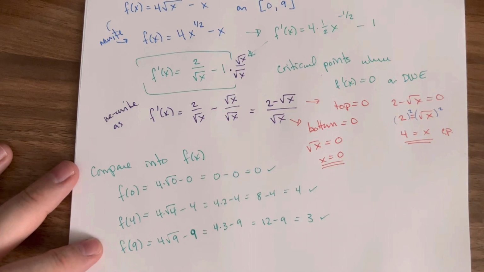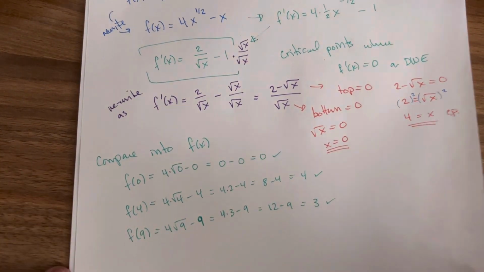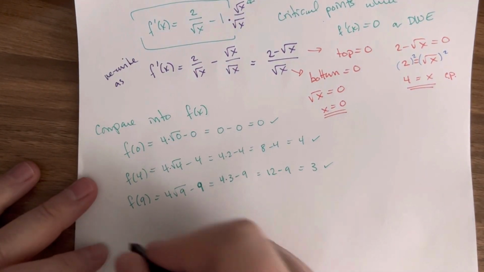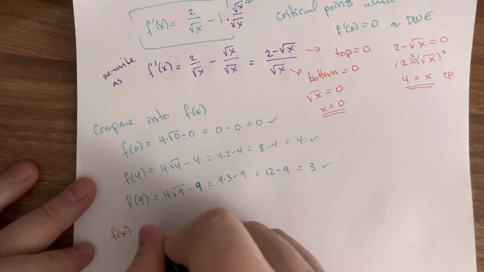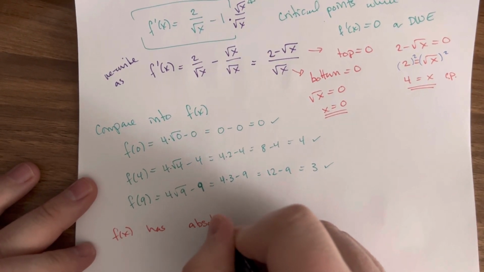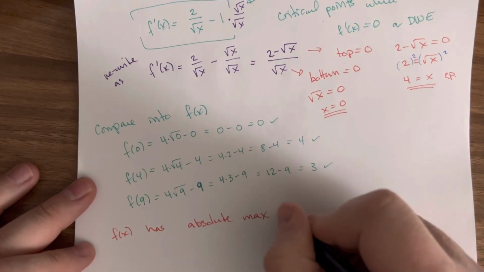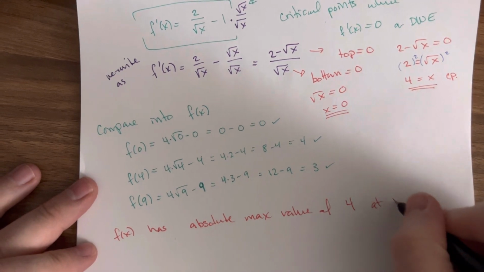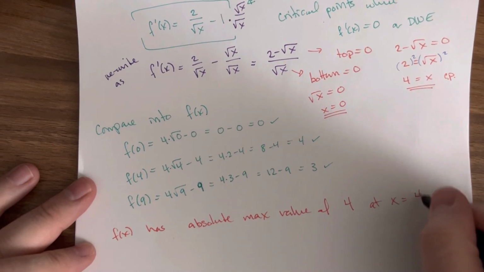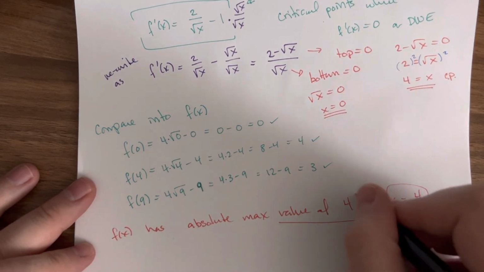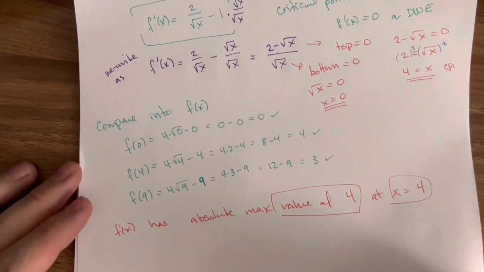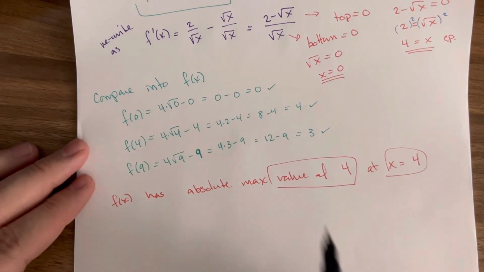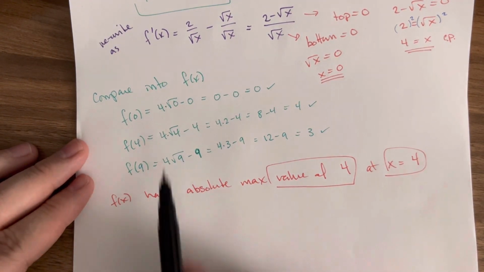And so what we can say here to wrap it up, put a bow on it: f of x has an absolute max value of 4 at x equals 4. The wording is always like, what is the value that you hit, and then where did that happen? So the max value was 4. We hit it when the x value was also 4.